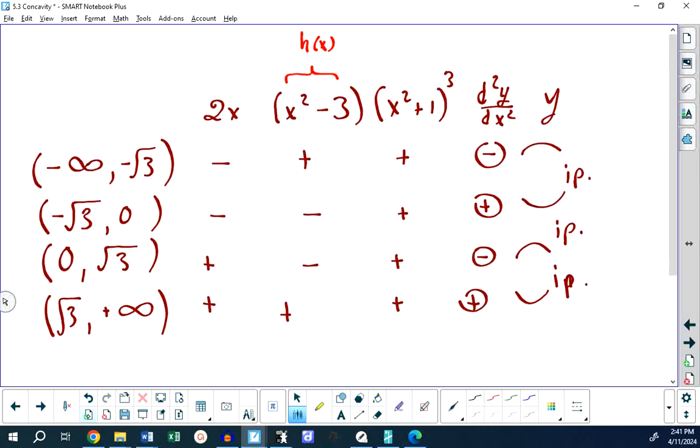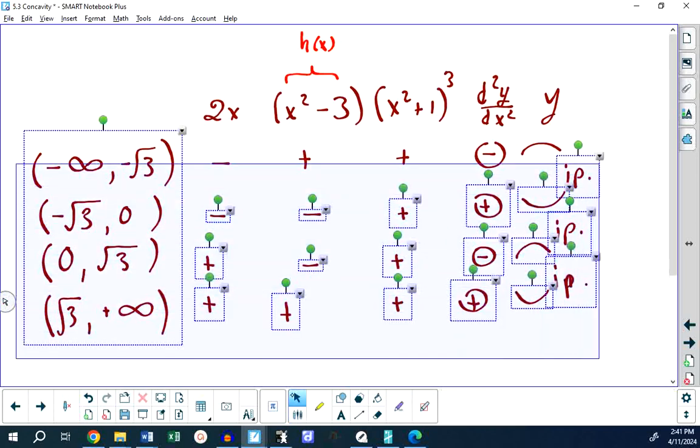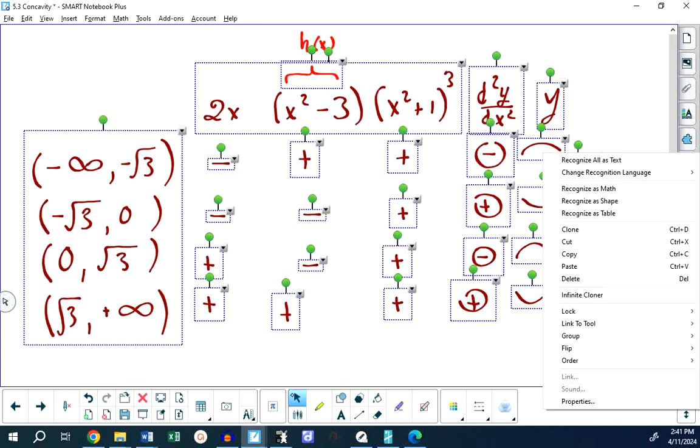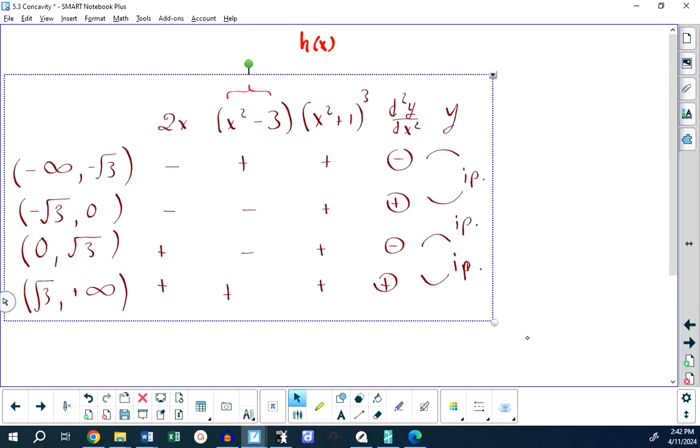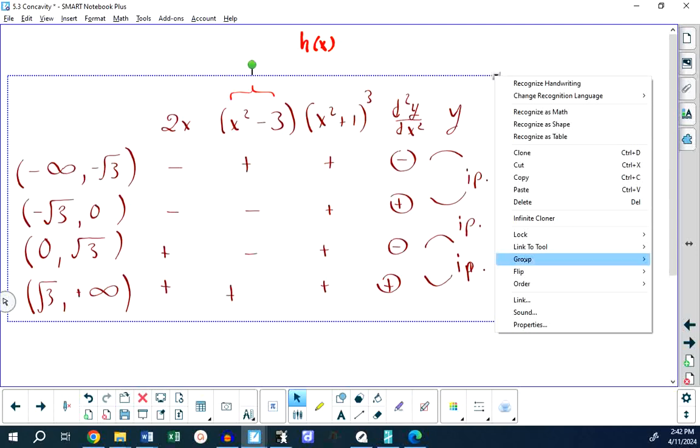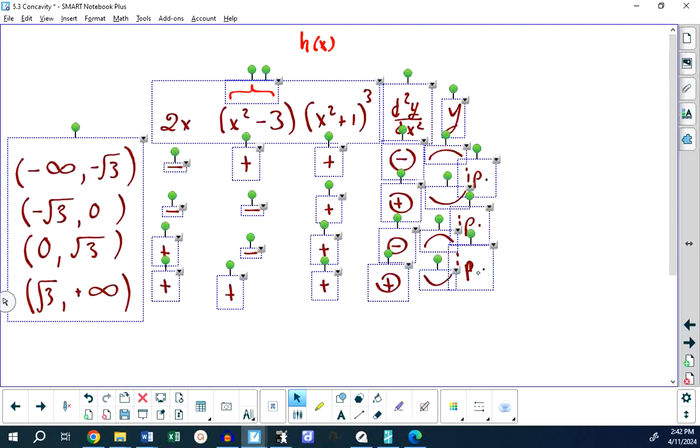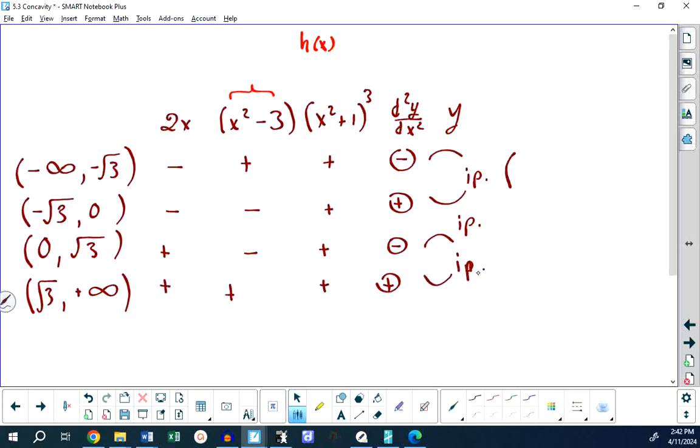Again, I have kind of a limited amount of space to work with here. I think you have more space on paper. I'm just going to move this over a bit so that I can write what the coordinates are. So we have an inflection point at negative root 3, comma something, at 0, comma 0. I don't even have to think about that because I know it goes through the origin. And an inflection point at positive root 3, comma something.